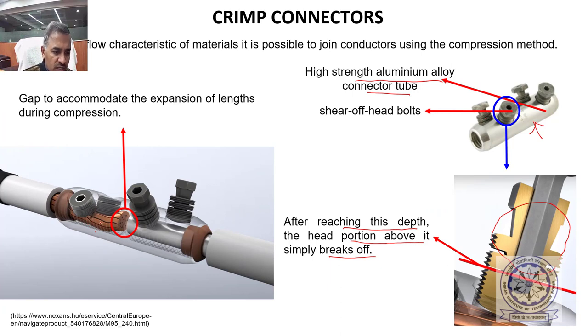For example, here two different types of conductors are given. One is copper and there is aluminum. So here the shear bolts are also shown. The head has already broken here, here also. So here it is there still. So this is how the conductor is inserted, and then after that these bolts will be tightened and they will break after a certain depth. So this is how it is done.